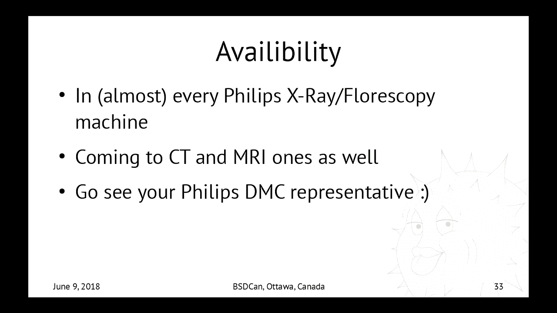Availability, because every paper and every presentation has this availability thing. This is in almost, I think, every Philips X-ray and fluoroscopy machine, but I'm not entirely sure, so I'm saying almost. It is being rolled out to their CT and MRI machines as well. No, they're just rolling this out now. So if you want a copy, go see your Philips DMC representative and buy a Philips X-ray machine. And if you break your leg, insist that they use Philips machines.